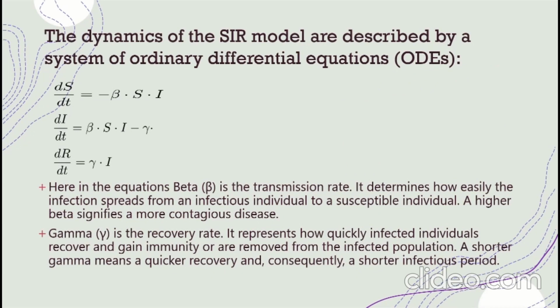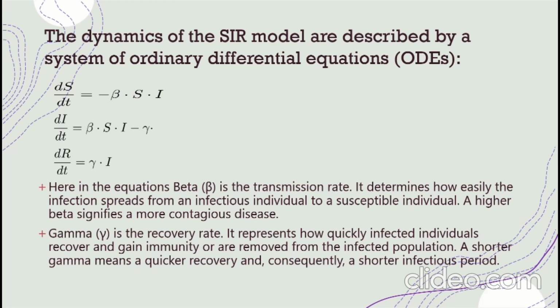dS/dt is minus beta SI, dI/dt is beta SI minus gamma I, and dR/dt is gamma I. Beta is the transmission rate, that determines how easily infection spreads from an infectious to a susceptible individual. A higher beta signifies a more contagious disease.